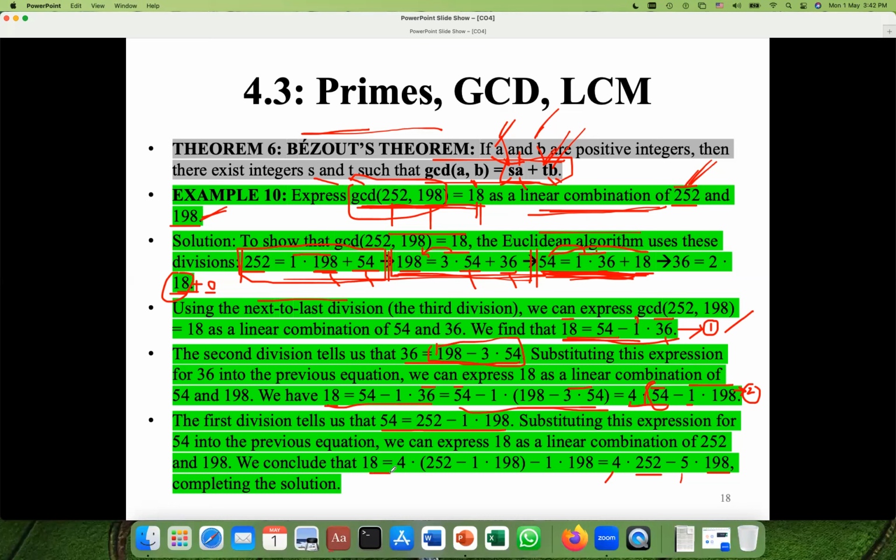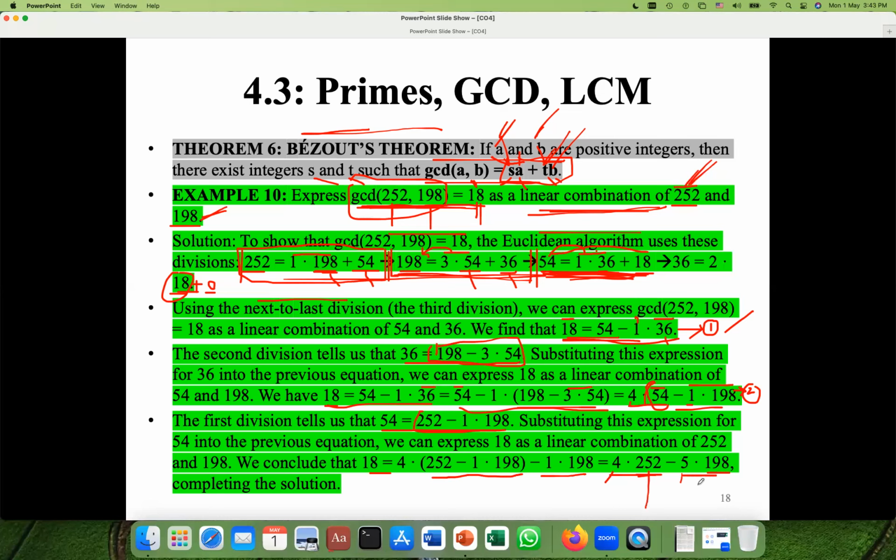And then you will have 18 is equal to 4 dot, and put this value of 54 here: 252 minus 1 dot 198. And then the remaining minus 1 dot 198 as it is. Now simplify it if possible. This is 1 times 198, and this is 252 4 times, and this is minus 4 and then minus 1. So minus 5. Minus 5 times 198, it is here.